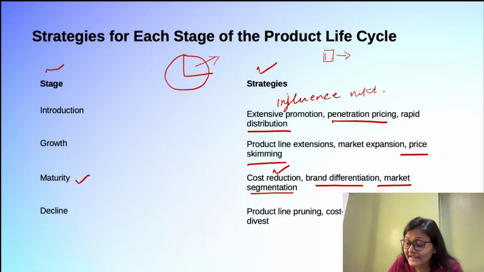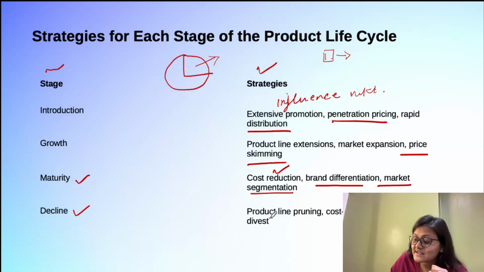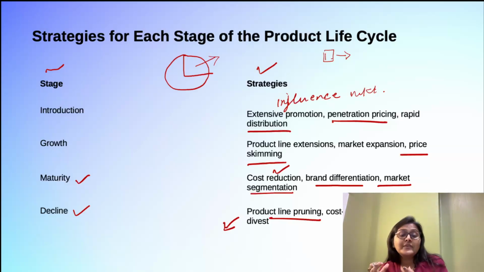Lastly, we have the declining phase. Now at the declining phase, there is a strategy which is being adopted, that is product line pruning. Now what is this? This is eliminating the unprofitable or the weak products from the market space. So ultimately unprofitable products are being removed from the market space.